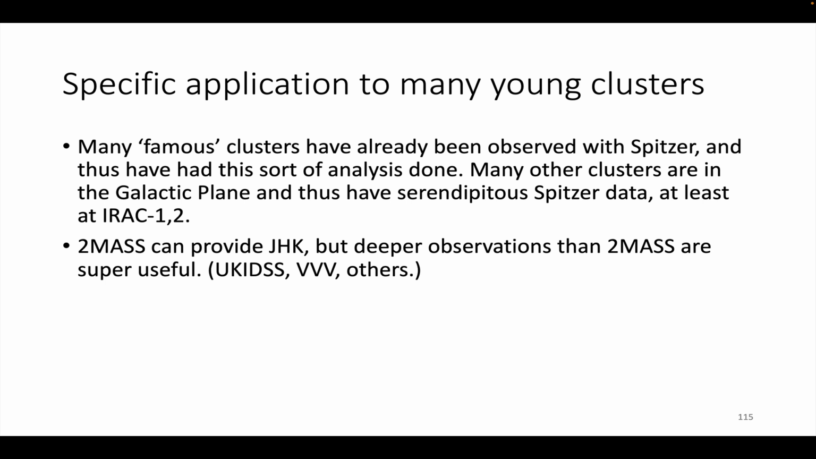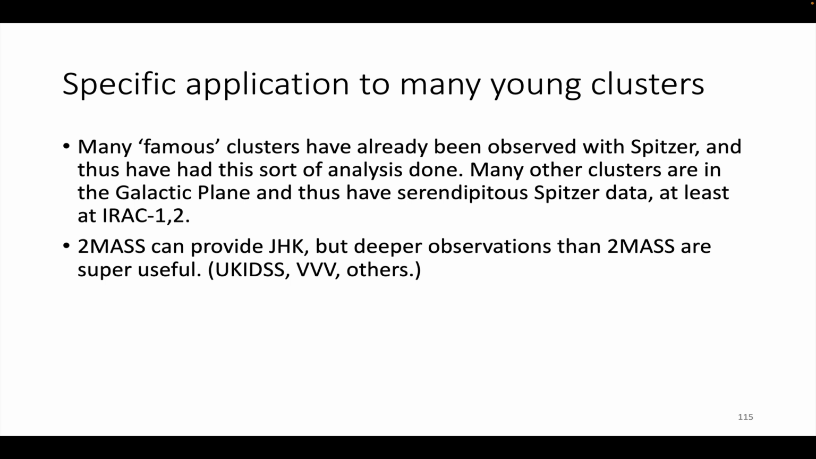So for the Gutermuth method, many famous clusters have already been observed with Spitzer and thus have already had this kind of analysis done. Many other clusters are in the galactic plane and thus have serendipitous Spitzer data. And if you have a cluster that's in the right place to have all 4 bands of serendipitous Spitzer data, you're golden for this method.